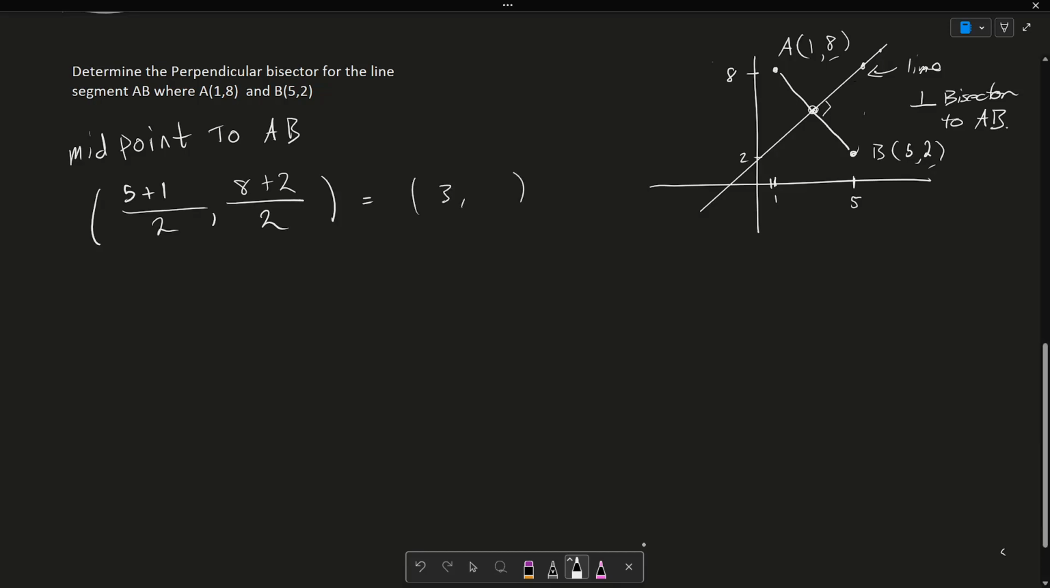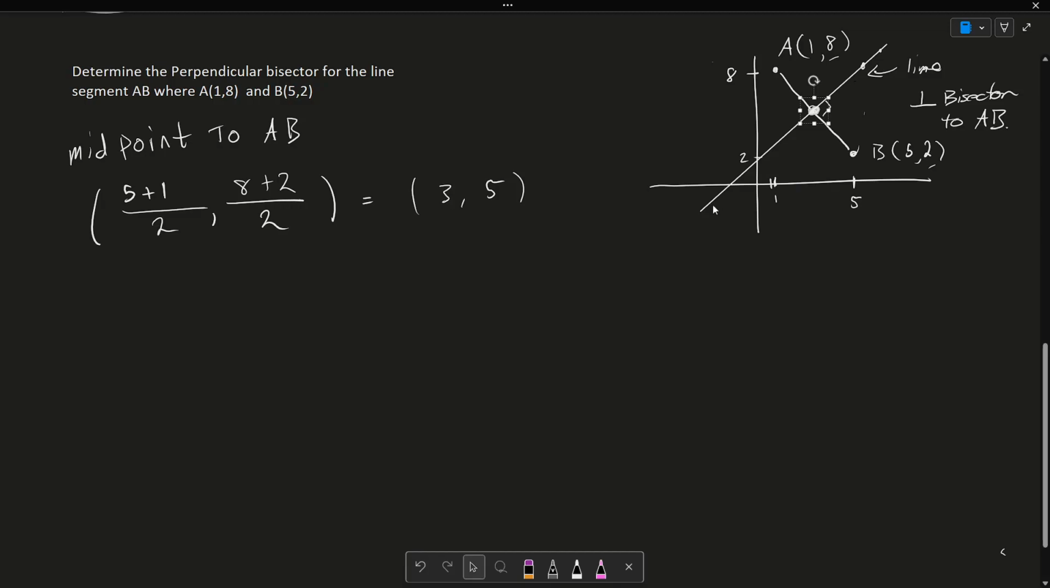Because 5 plus 1 is 6, and 6 over 2 gives me the 3. 8 plus 2 is 10, divided by 2 gives me the 5. So that's what this point right here is. It's x coordinate 3, y coordinate 5, the point (3, 5), and it's the midpoint of AB.